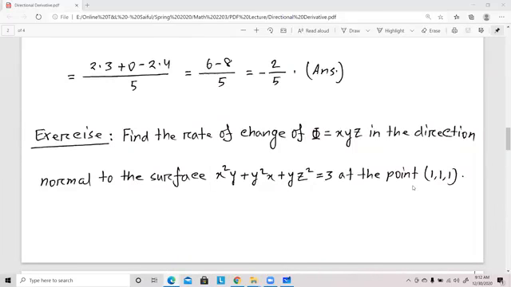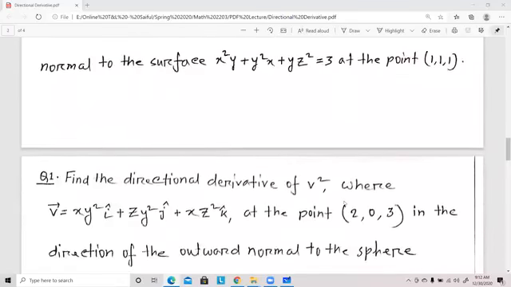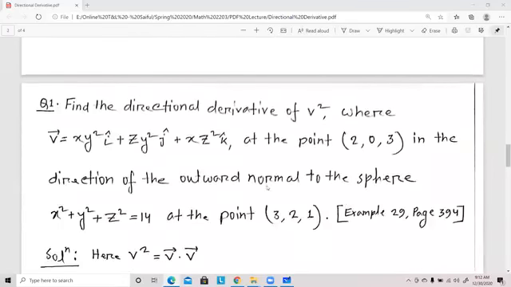So the same type of problem is given as our next problem. See, find the directional derivative of v square, where v equals xy square i plus zy square j plus xz square k, at the point 2, 0, 3 in the direction of the outward normal to the sphere x square plus y square plus z square equal to 40 at the point 3, 2, 1. And this problem has been taken from the corresponding book, example number 29, page number 394.